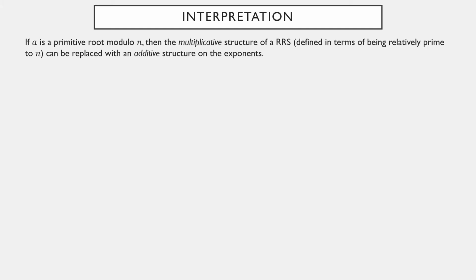So if a is a primitive root modulo n, the multiplicative structure of a reduced residue system, remember we have things that are relatively prime to n, that has to do with multiplication, and the product of any two such things will again be relatively prime to n, can actually be replaced with an additive structure on the exponents, since all elements of the reduced residue system are now actually replaceable with powers of a. When I multiply two powers of a, what I really get to do is simply add the exponents.